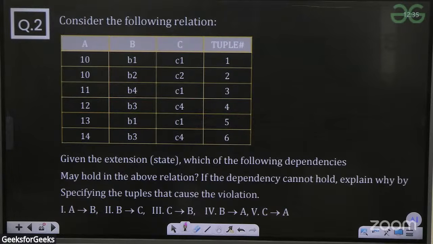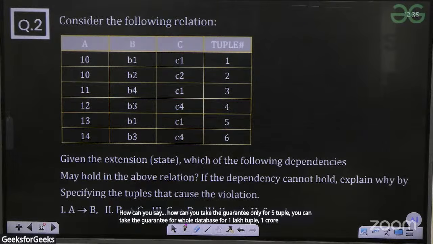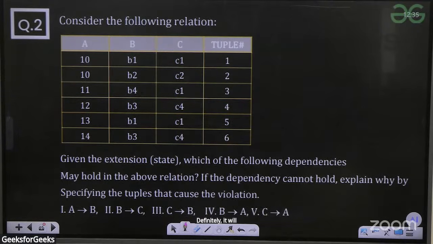You can't take some student thinking, sir, that in the future, if we insert any tuple in which the X value is the same as the Y value, how can you take the guarantee? Only for 5 tuples you can take the guarantee, for the whole database, for 1 lakh tuples, 1 crore tuples? No, never. You can take guarantee only of two things. Trivial FD is always valid, and which is not satisfying right now, definitely it will not satisfy for a long period of time. Clear?